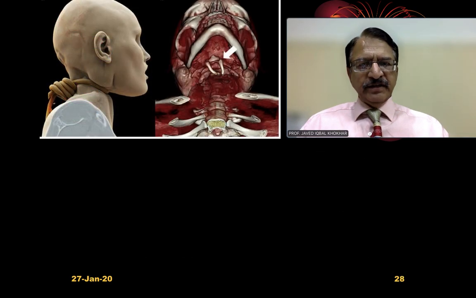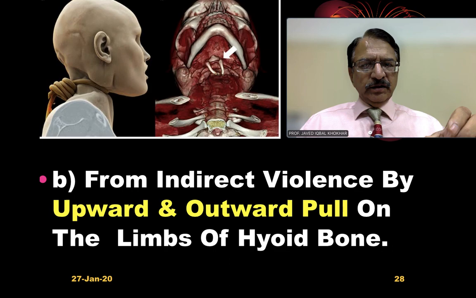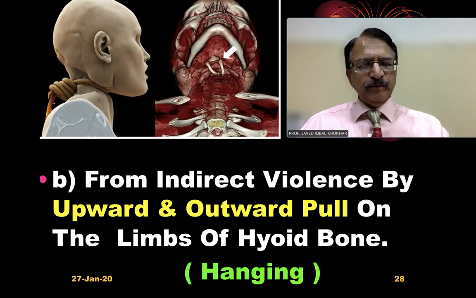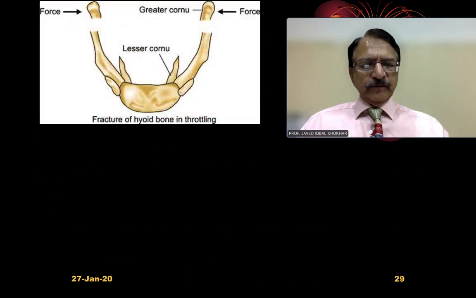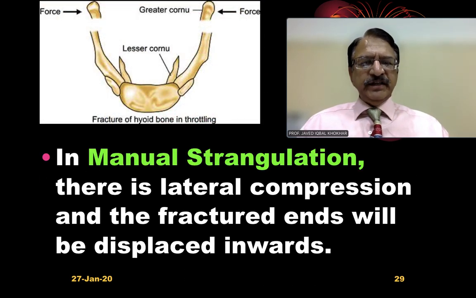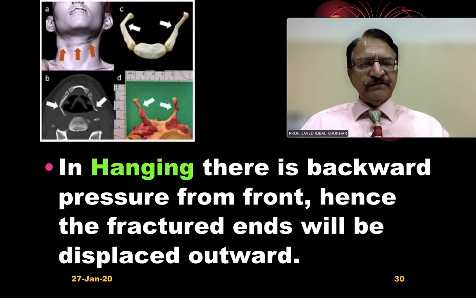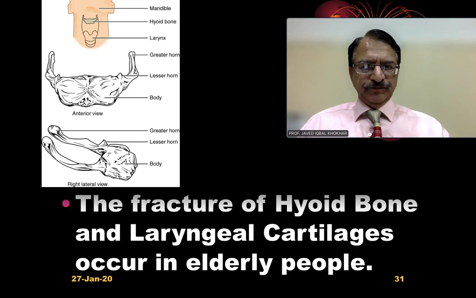And the second mechanism, there is indirect pull upward and outward on the limbs of the hyoid bone, and this happens in hanging. And in this, the fractured segment will be displaced outward. So in manual strangulation, there is lateral compression and the fractured end will be displaced inward. And in hanging, there is backward pressure from the front, hence the fractured segment will be displaced outward.